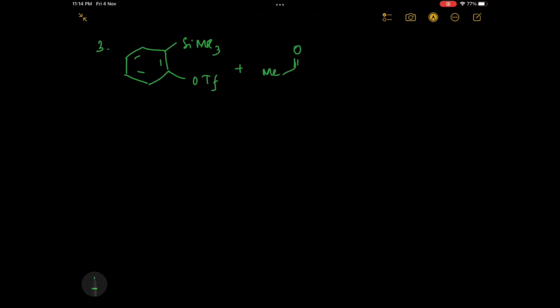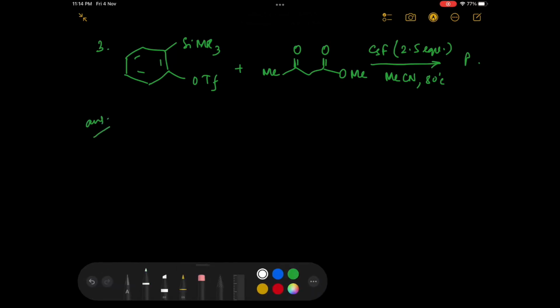Hello everyone. So this is the second part of GATE 2022 Organic Chemistry 2 marks questions. In this question we have been given these two reagents, and as you can see from the first reactant that has been given, the silyl methane OTF is present.